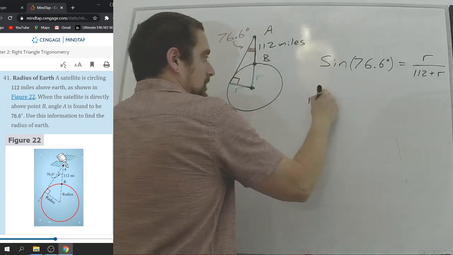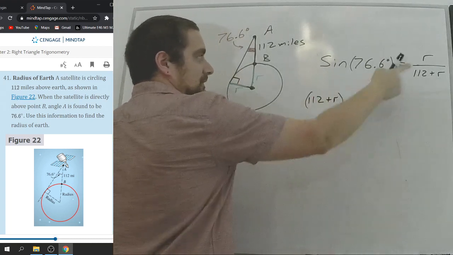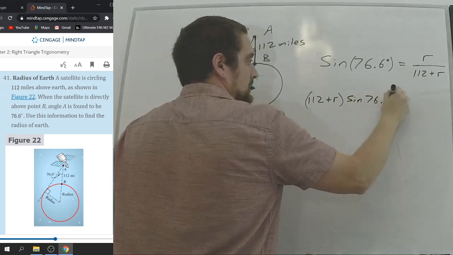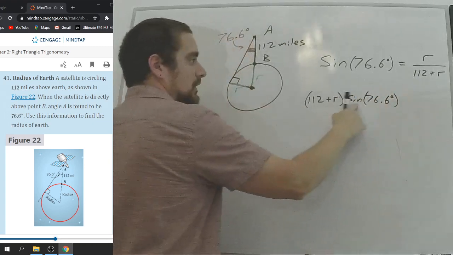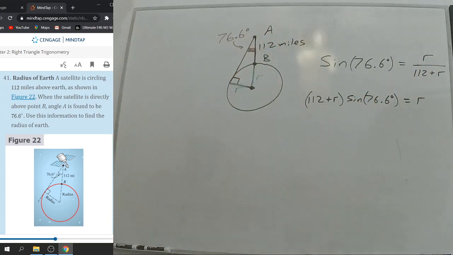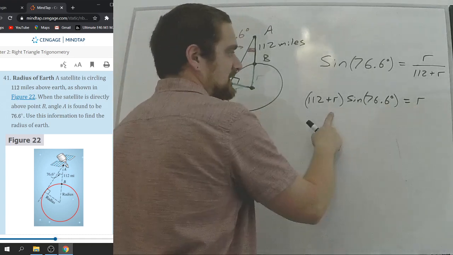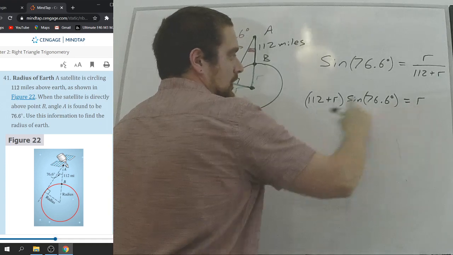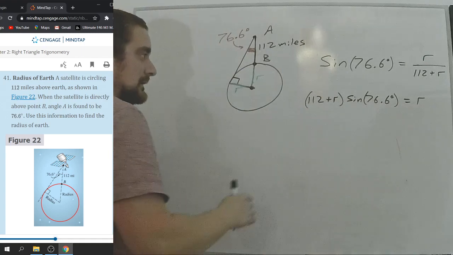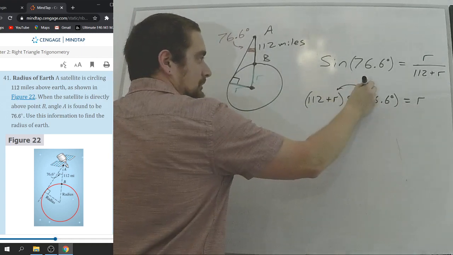Well, we can multiply both sides by 112 plus R, so that our left-hand side becomes 112 plus R times sine 76.6. On the right-hand side, if we multiply by 112 plus R, it cancels the denominator out. But we can't leave this as a solution. This is R, and this is also R. It's not a number. We haven't found the number that R has to be. So we'll have to do a little bit more cleaning up.